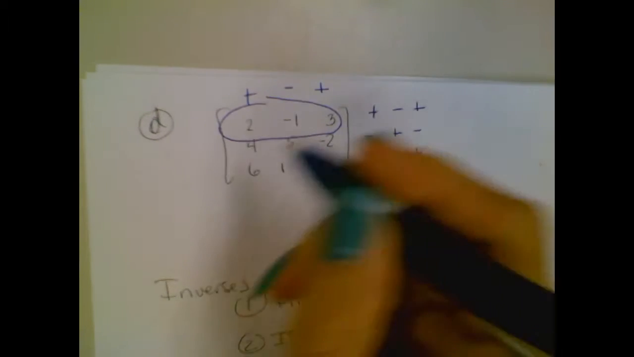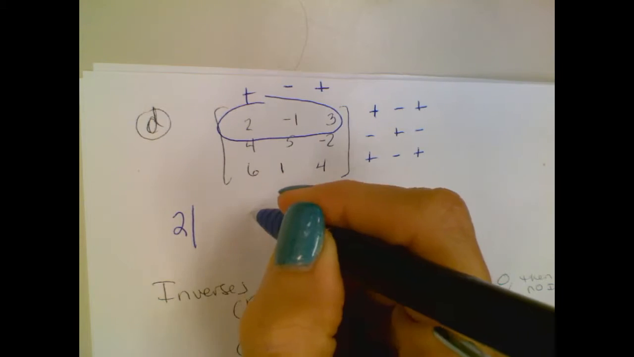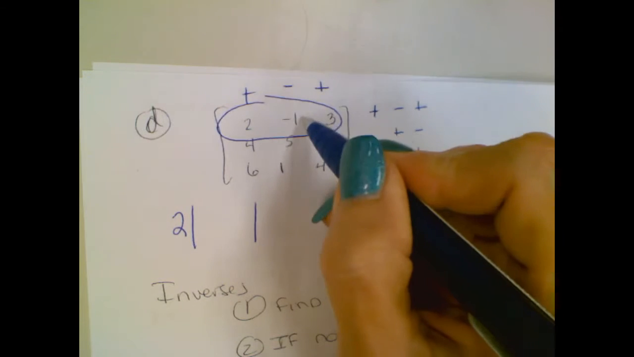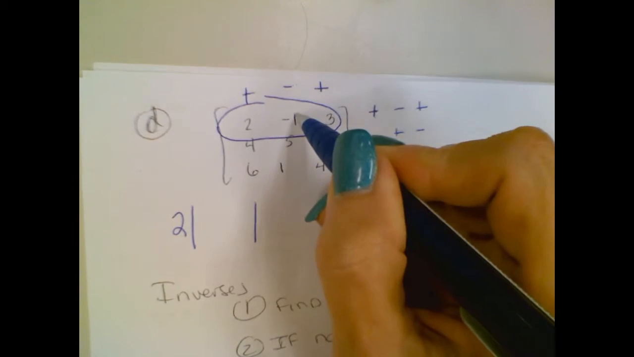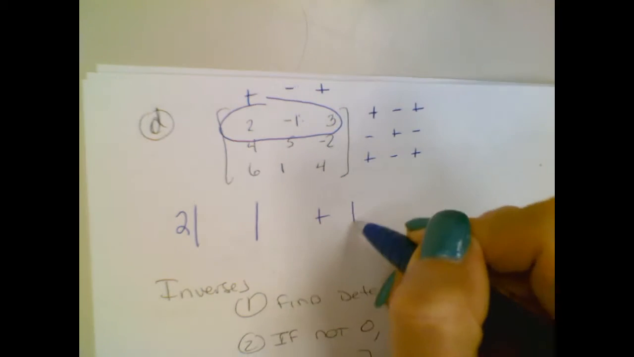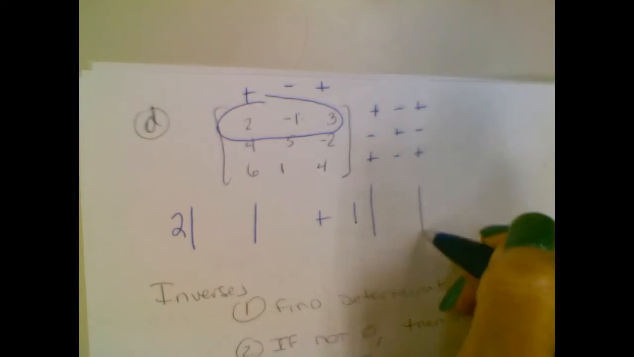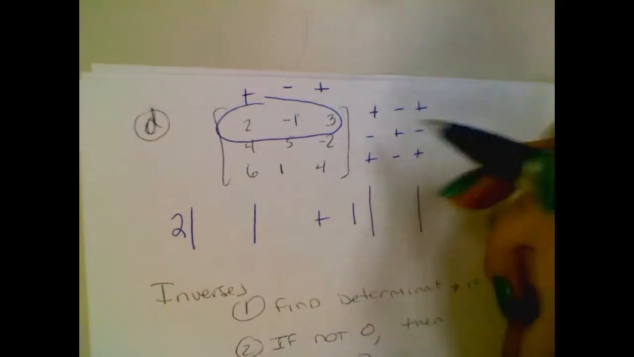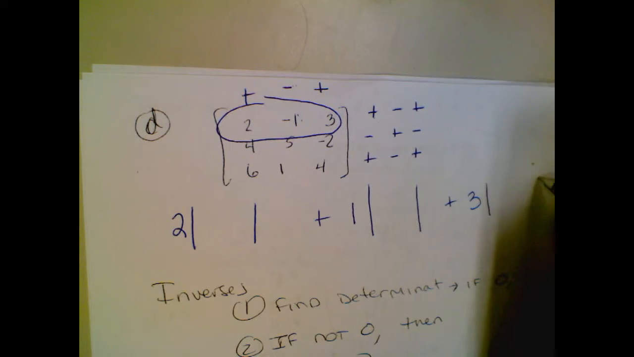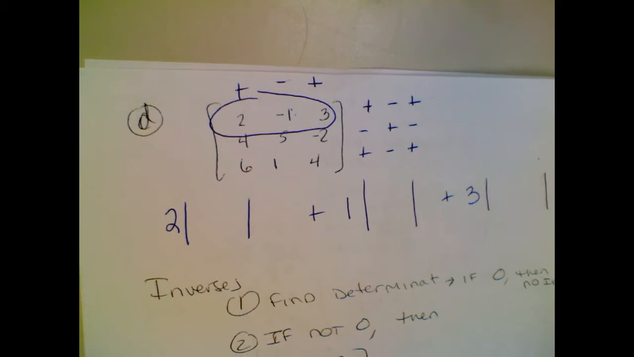So 2 stays the same, and it's going to be multiplied by a 2x2 minor. The -1 changes. So if I say change the -1, what are we changing it to? +1. 1 times a 2x2 minor, and then the 3 stays the same. So that's going to stay a positive, and that's going to be times a 2x2 minor.